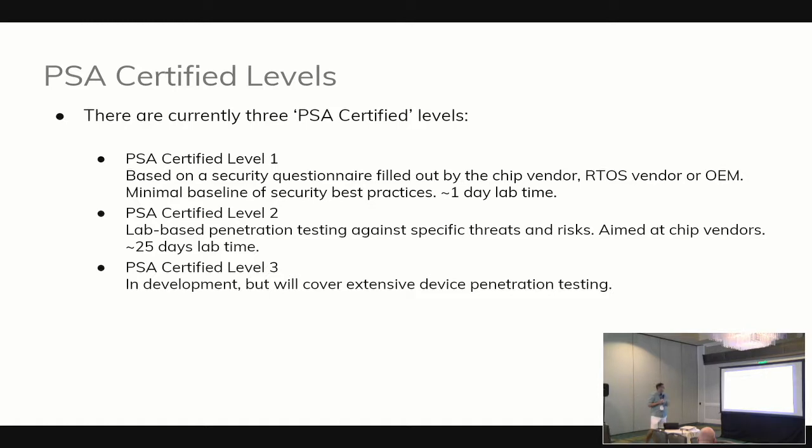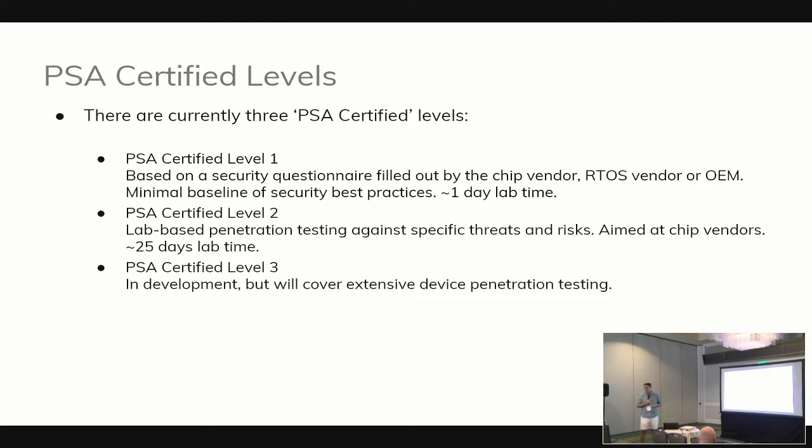In order to get the certification as a PSA Certified Level 1 product, essentially there's a questionnaire that needs to be filled out. This questionnaire will be sent to one of currently four independent test labs, who will validate that the processes you've described for your product actually meet those criteria. There are basically three distinct sections to the questionnaire, depending on if you're an RTOS vendor, a chip vendor, or an OEM provider.